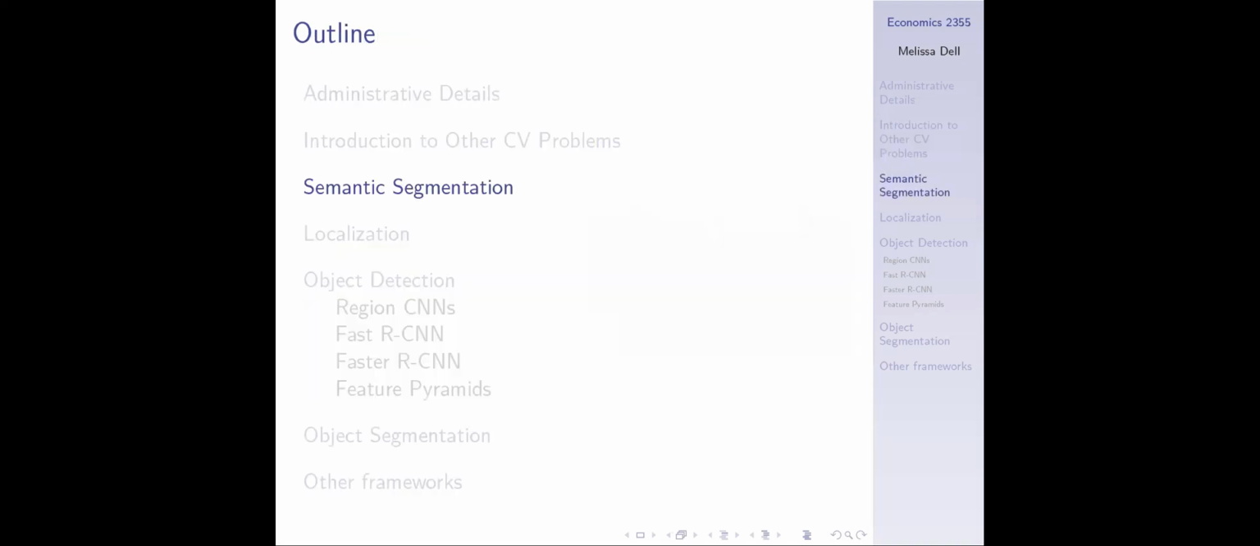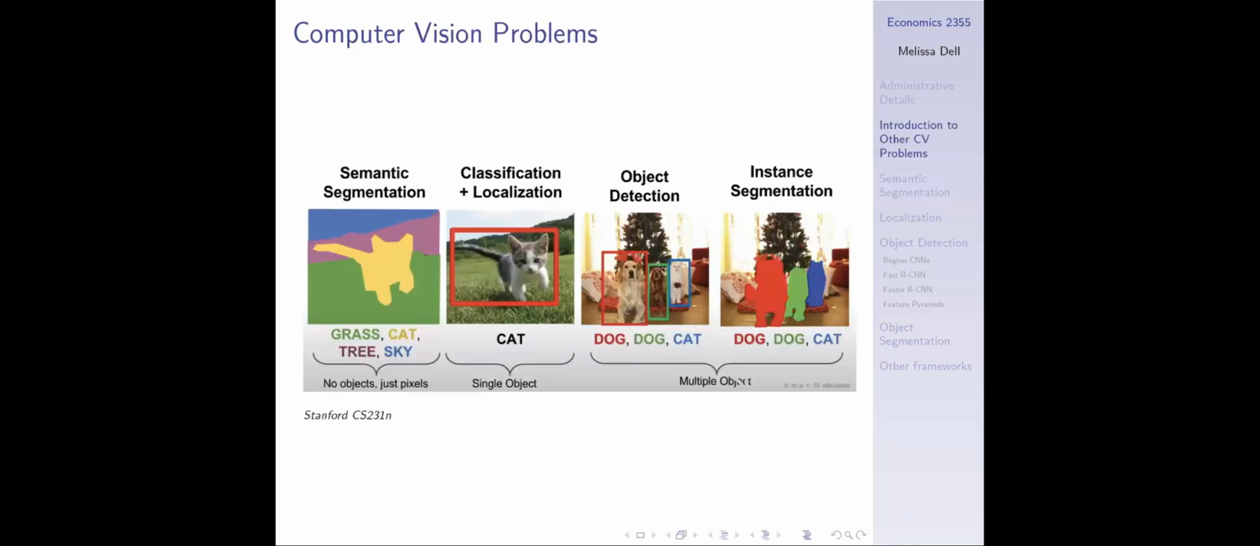Okay, so we're going to start with semantic segmentation. Remember, semantic segmentation is taking each pixel in an image and figuring out on a pixel by pixel basis what category that pixel is. And now you get out of it these masks.